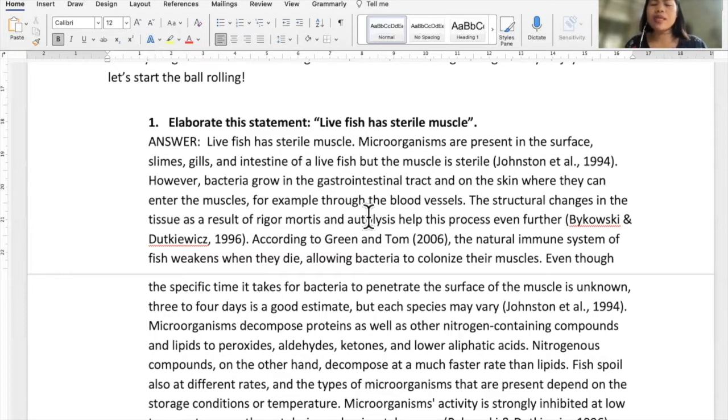But the moment it dies, and especially when there are ruptures in the skin, in the viscera, microorganisms can easily penetrate the different tissues and organs of fish. So that's why it's very important to handle your fish properly and always keep it at low temperature. Okay.